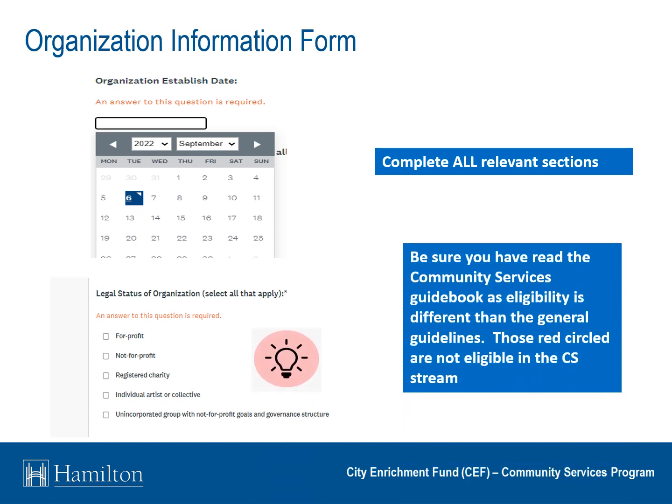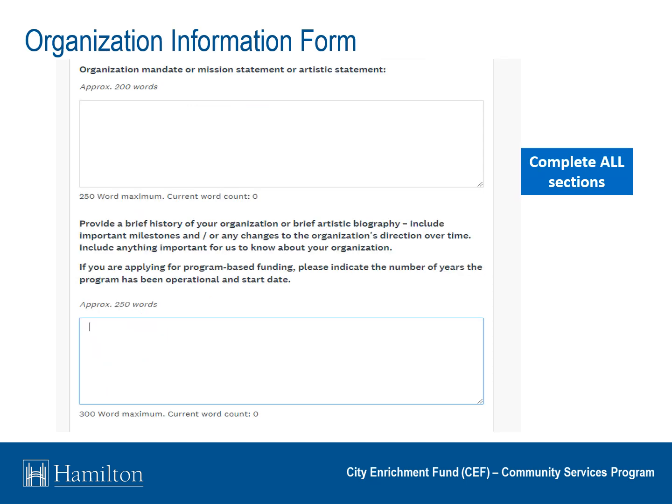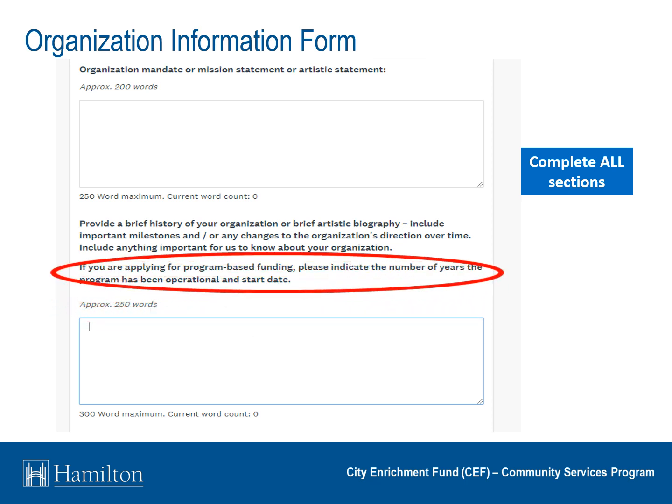Please note that if you select for-profit, or you select individual artist or collective, or the last one, unincorporated group with not-for-profit goals and governance structure, you are not eligible to receive funding through the City Enrichment Fund for the Community Services stream. Please provide us with your organization's mandate or mission statement. Also, please provide us with a brief history of your organization. Please note, if you are applying to the Community Services Program stream, we also would like to know how long the program for which you are applying has been operational.